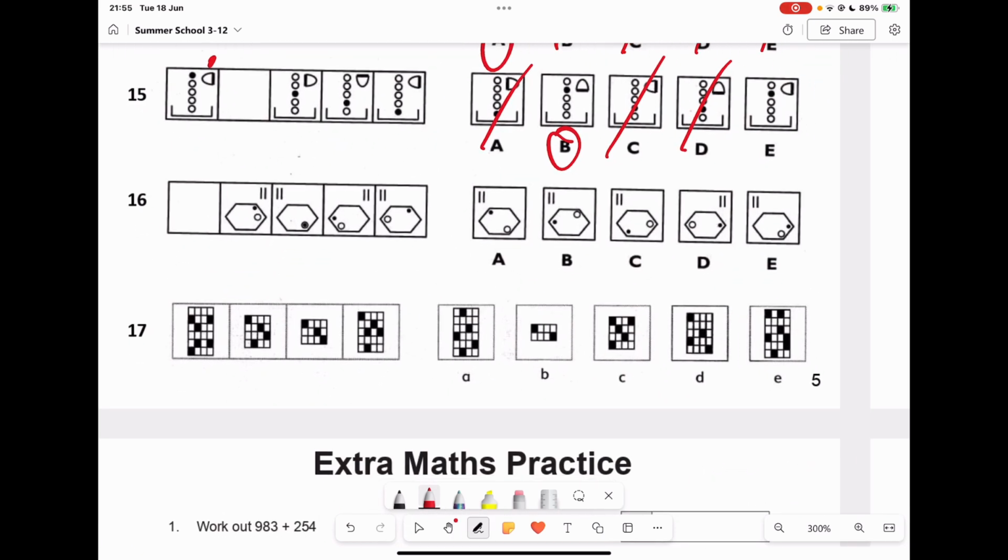Next is question 16. We can see that the two lines move from the top right to the top left, and that means that in our shape it will be in the top left, so it cannot be D.